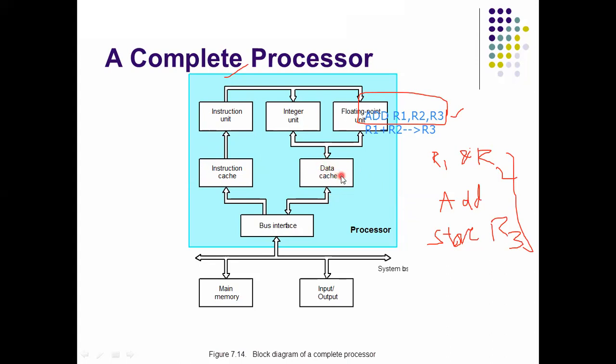Next, data cache means, what is meant by data actually? If you are taking any instruction, that will be taken as opcode plus operand, isn't it? Opcode plus operand. Suppose add R1 comma R2 comma R3. In this, add means opcode, R1 comma R2 comma R3 means operands. That means whatever data we require, that data is called operands. So that is placed in this data cache.